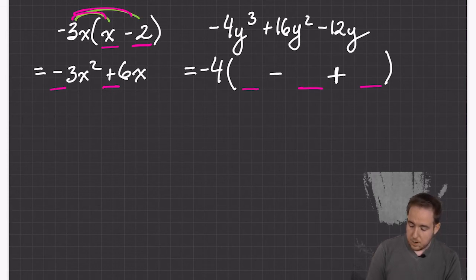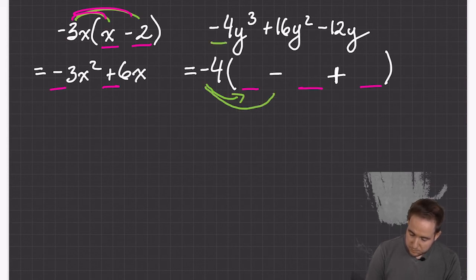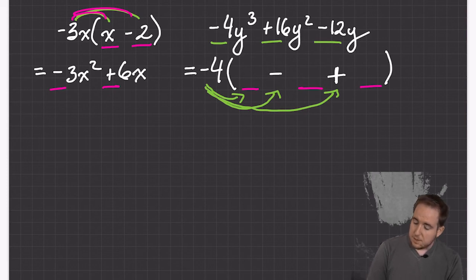Why? Because when a minus multiplies this one, it will become negative 4. When a minus multiplies this one, it will become minus times minus, it will be plus something. And when a minus multiplies this one, it will be minus times a plus, which will be this minus. So when you pull out a negative, then the signs of everything that are inside change.